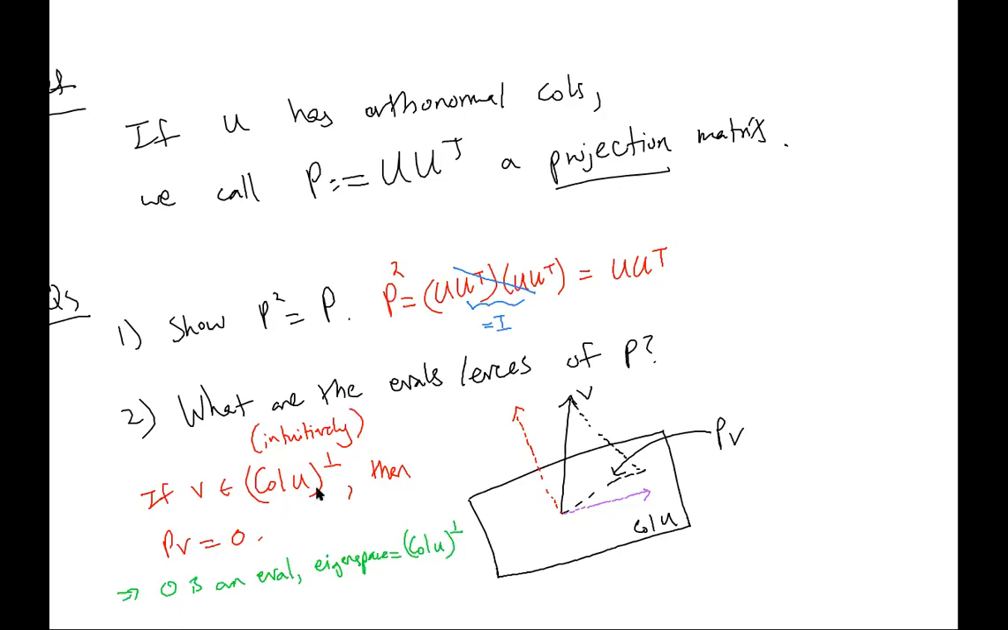If this was all of Rn, which means exactly that the columns are linearly independent and they span, then 0 is not an eigenvalue because there is nothing in here. And so P would be invertible. And that's just in the case where, if the column space of U is all of Rn, that means exactly that U is a square matrix.